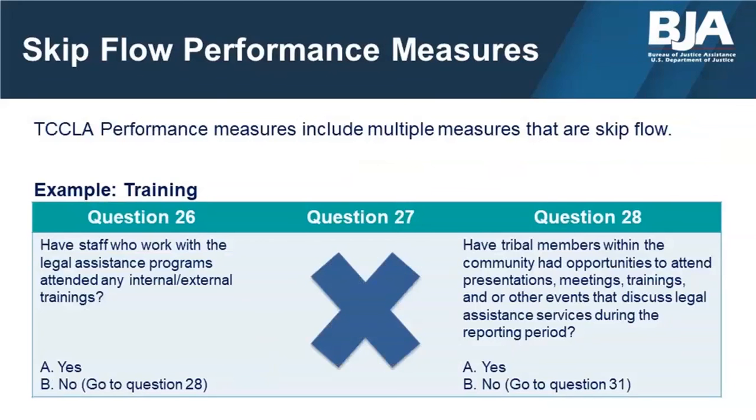Skip flow questions were already covered in Section 2 under Questionnaire Structure. However, the TCCLA program has multiple skip flow questions and they should be followed accordingly. The given question is an example of a skip flow question. Question 26 states, have staff who work with the legal assistance programs attended any internal or external trainings? If you answer no to question 26, you would then skip question 27 and answer question 28. Similarly, if you answer no to question 28, you would then skip questions 29 and 30.